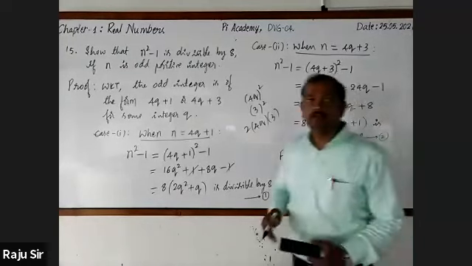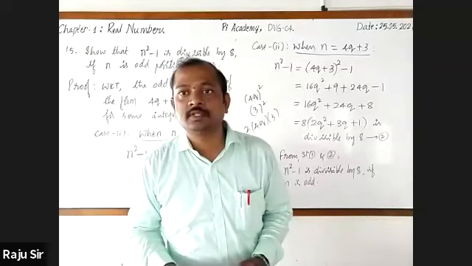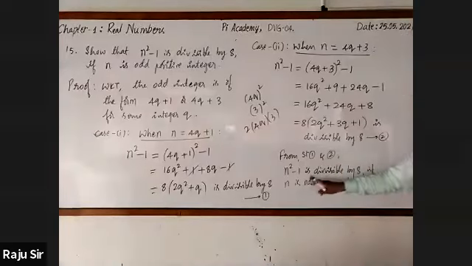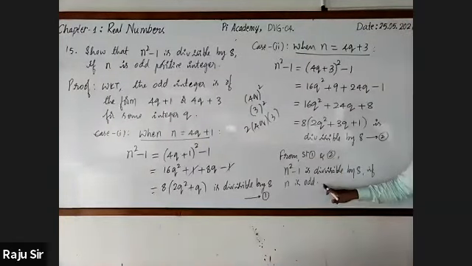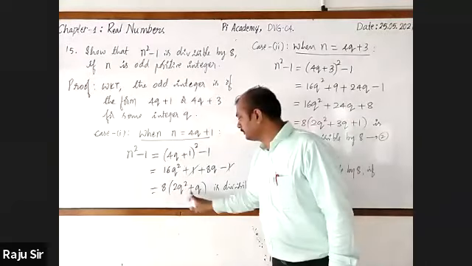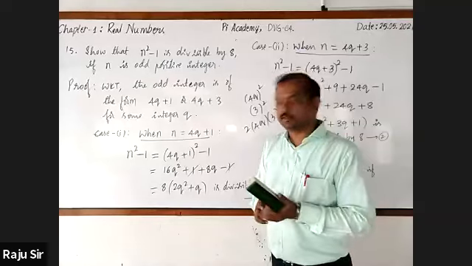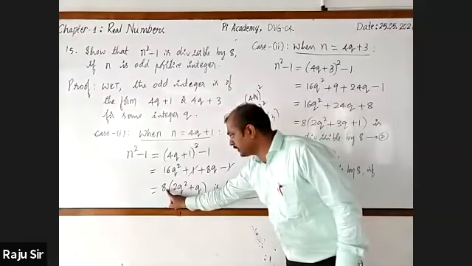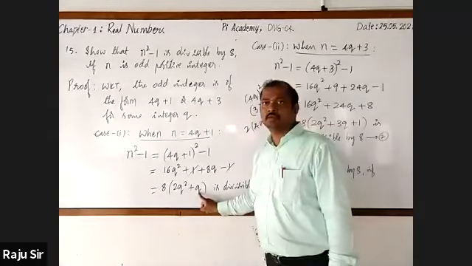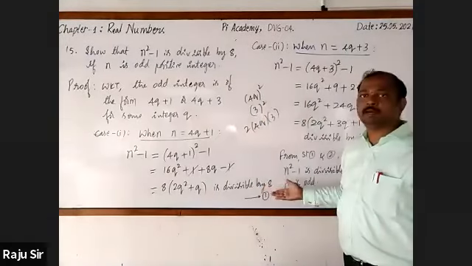Hence, from statement 1 and 2, you can conclude like this. And another student is asking the question, sir, can we take 8q as common factor? Of course, you can take. If you take 8q as common factor, it will be 2q plus 1. Again, it is a multiple of 8 and is divisible by 8.